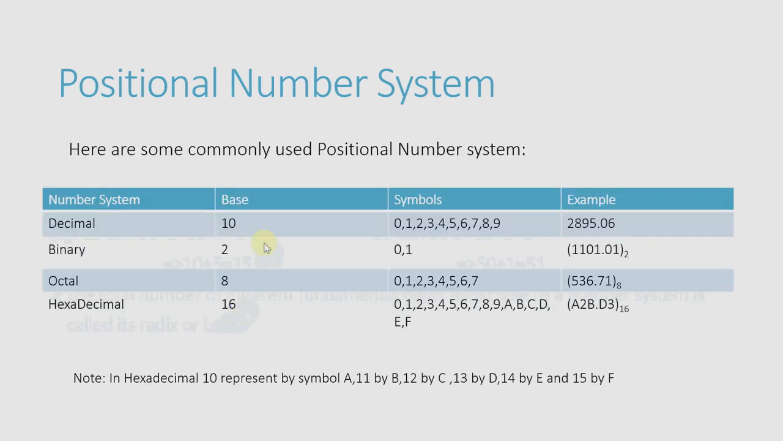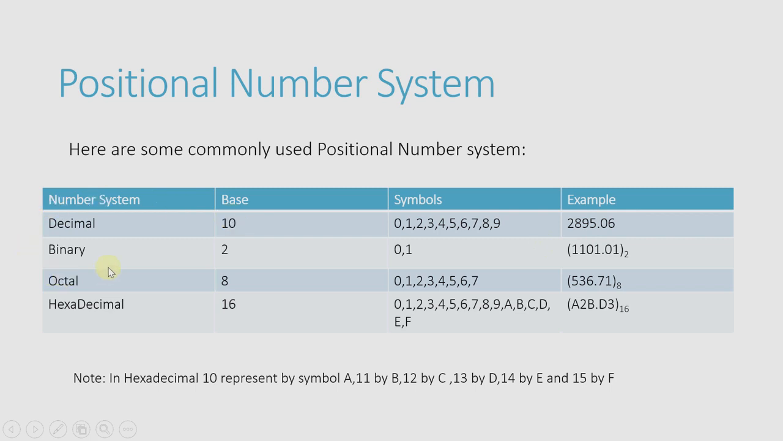Here we have some commonly used positional number systems. First is decimal, in which we are using base 10. It means that to represent a decimal number, the symbols we are using are 0, 1, 2, 3, 4, 5, 6, 7, 8, 9. That is a total of 10 symbols we are using to represent any decimal number. For example, I write 2895.06. This is my decimal number, and by default in a number system, if we have decimal, the base is 10.